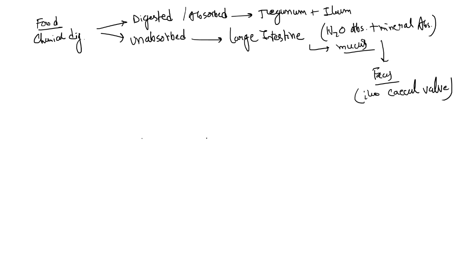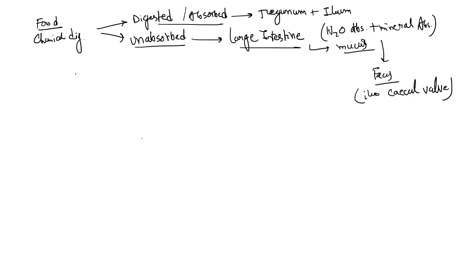Now, when we talk about absorption, this line is clear. Unabsorbed material takes the journey through the large intestine and should not revert back, so we have the ileocecal valve. But what about the absorbed and digested food? The food that is digested properly needs to be absorbed. The end products, which are simpler forms, amino acids, glycerols, fatty acids, nucleosides, need to pass through the intestinal mucosa into the bloodstream or lymph in the small intestine.